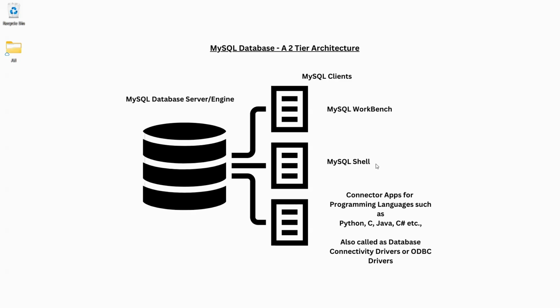And you also have the connector applications for the programming languages. This means you can also control or access or manipulate the data stored in the database server or the database engine, not only with the MySQL Workbench and Shell, but also through programming languages like Python, C, Java, C Sharp, like these kinds of languages. These connector applications are also called database connectivity drivers or ODBC drivers. With this basic knowledge, now we will start with the MySQL installation.